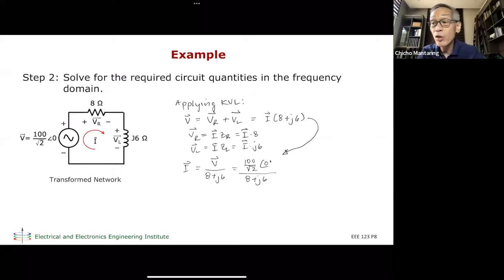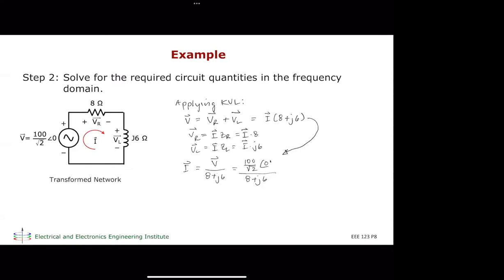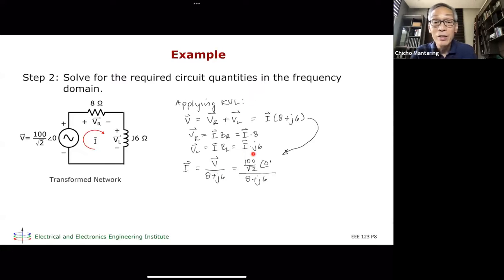So this is 100 over the square root of 2 at an angle of 0 degrees, over 8 plus j6. Have you practiced using the complex function on the calculator? It's actually just a button press, so you should practice that. If you enter that in your calculator, I'll just give you the answer. This is going to be 5 times the square root of 2 at an angle of minus 36.87 degrees amperes.